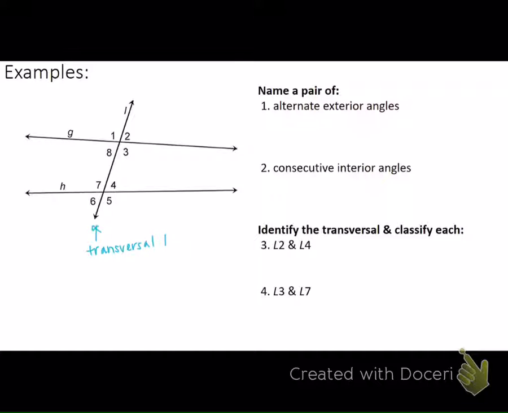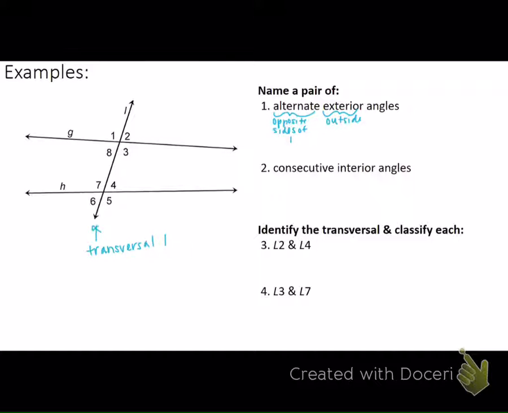So give me a pair of alternate exterior angles. Alternate means on opposite sides of L, and exterior means outside. Can somebody give me a pair of alternate exterior angles? Give me a set of alternate exterior angles. Devin? Angle 2 and angle 6.